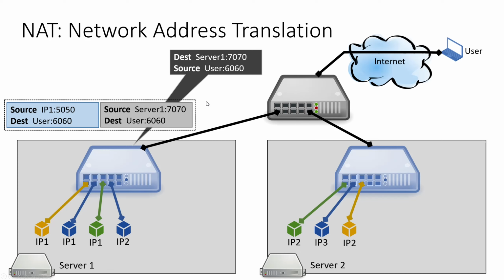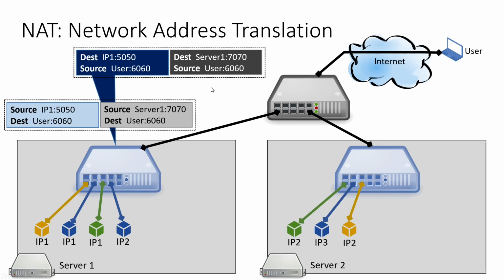So we will rewrite the gray packet into a dark blue packet. Now the destination, instead of being server 1 port 7070, is going to be this destination here. So we're going to copy it over. We're going to say that the destination is IP1 port 5050 on the blue VLAN. And then we send this packet to the destination.